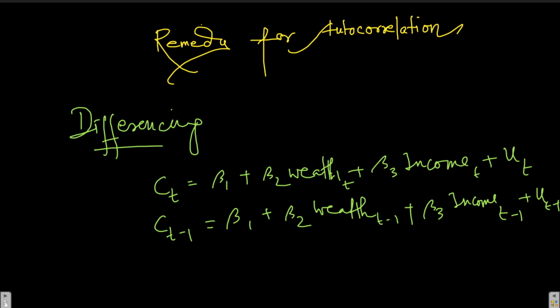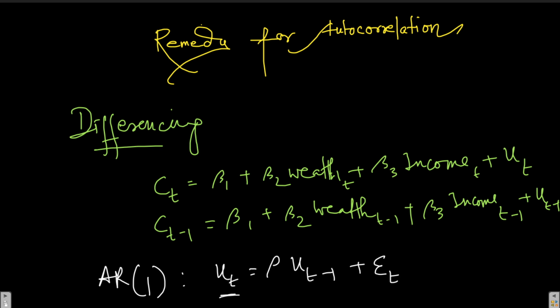Now, let's remember the AR1 process, a way to understand the relationship among the error terms. In that AR1 process, U_t is related to the previous period error term, and I can write U_t is equal to some rho into U_t minus 1 plus some innovation term e_t, which is IID. Since I have autocorrelation, I'm assuming that in this AR1 process my t-th period error term is only related to my t minus 1 period error term, U_t minus 1, and the correlation coefficient between these two is rho.